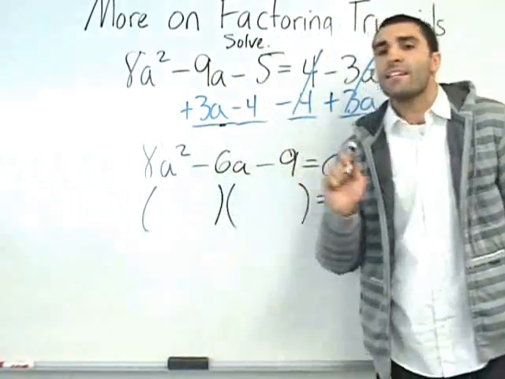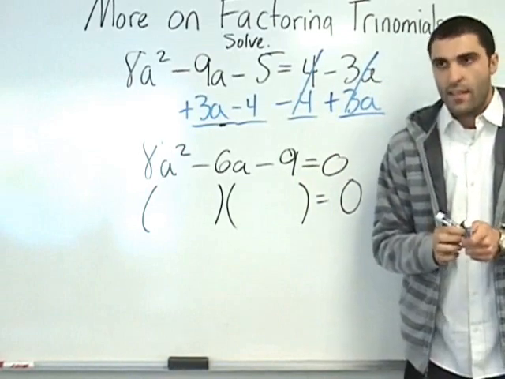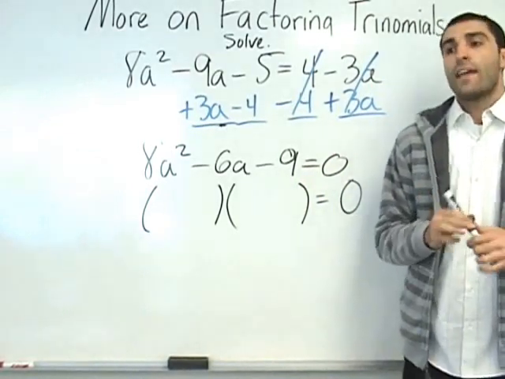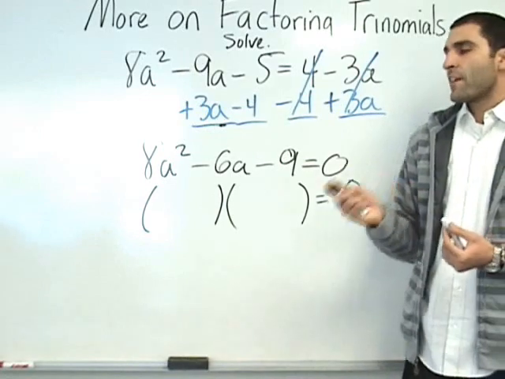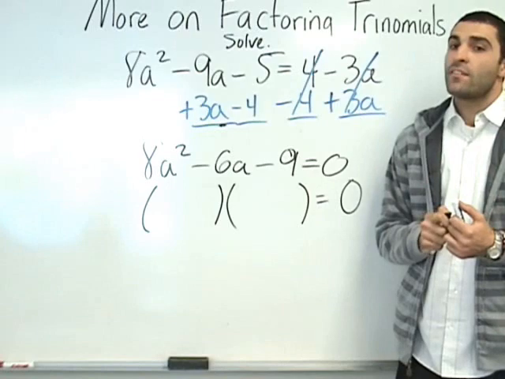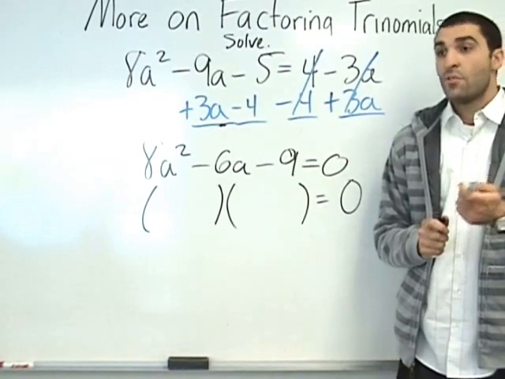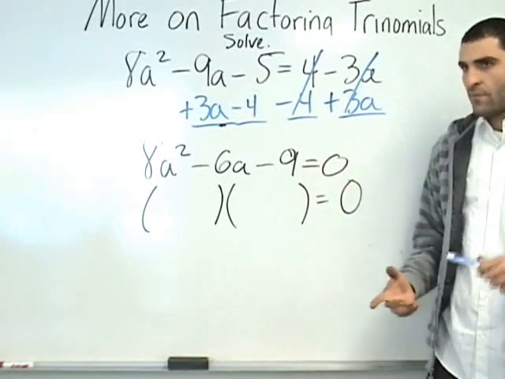What times what is 8a squared, do you think? 8a in the first one, and then a in the second. Okay, 8a and a is possible. It might even be the answer. My recommendation is try the less extremes. So what makes 8 instead of 8 and 1? 2 and 4. So 2a and then 4a.